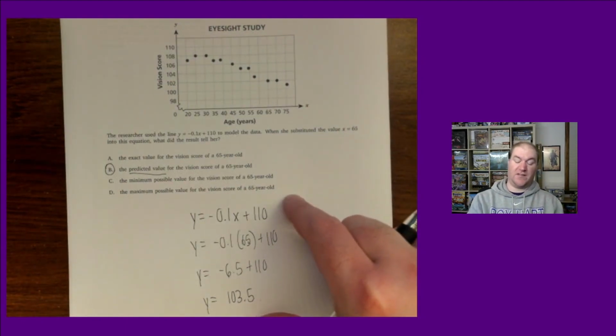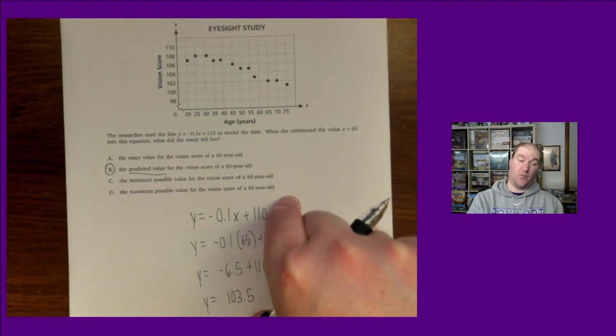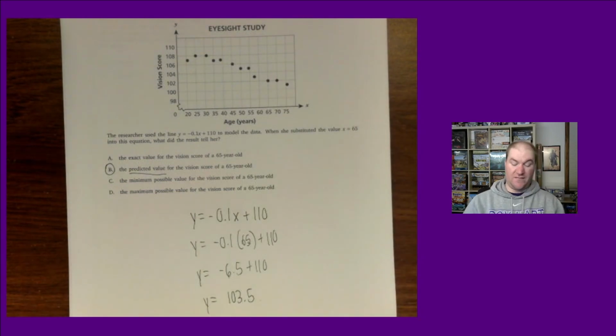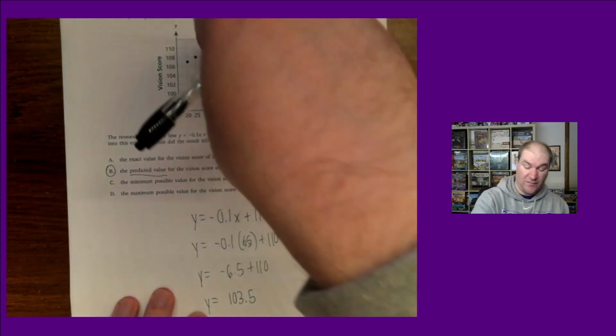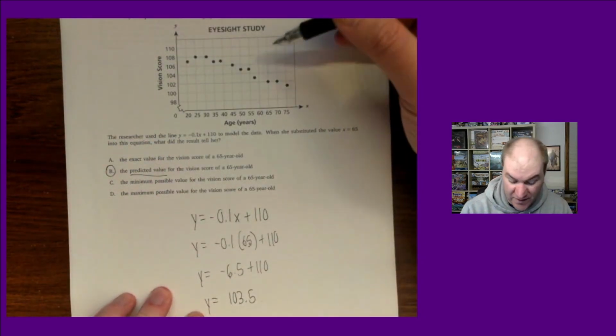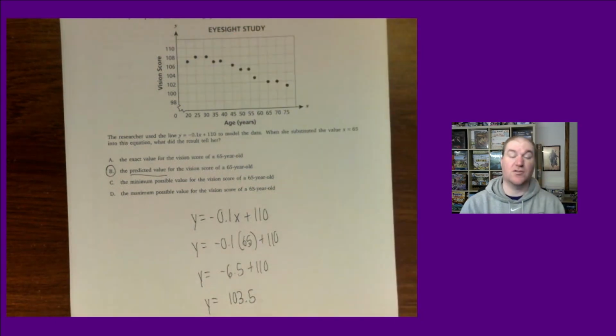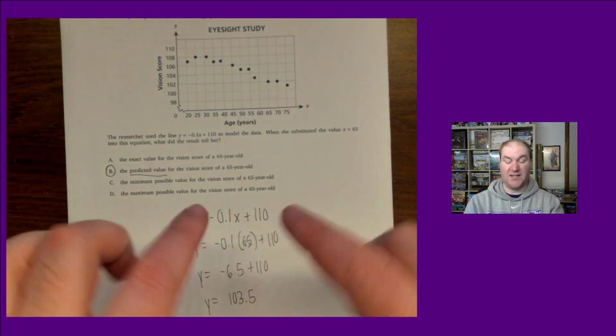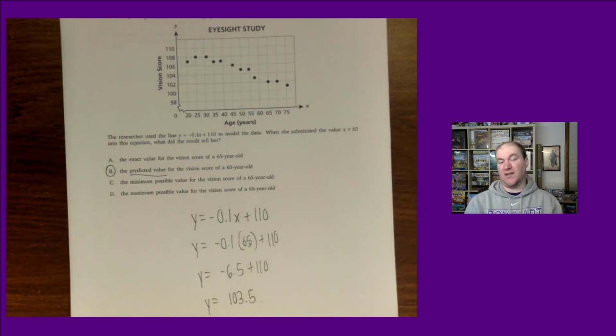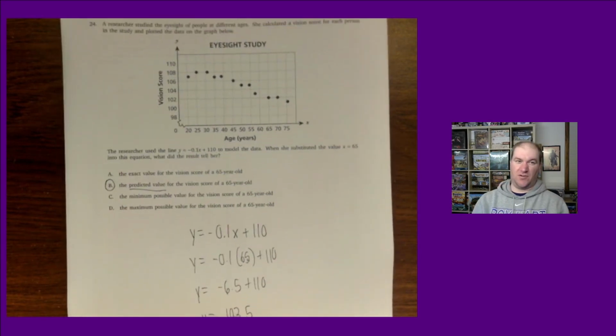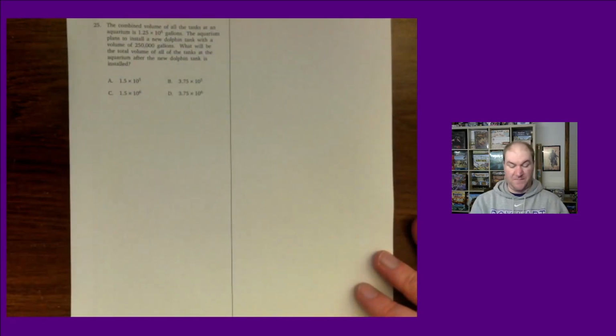This equation they were using is not for every 65-year-old ever, and it's not even for any 65-year-old here, because look, this 65-year-old was at a 102, right? This is predicting any future 65-year-old. We can expect them to have a vision score of 103.5. So number 24 is choice B.